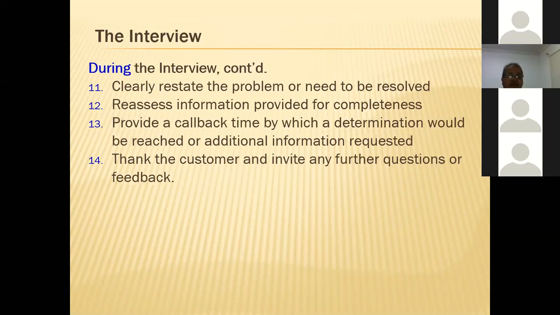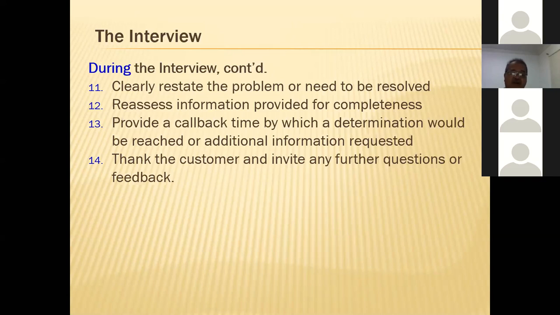Then of course, if necessary, provide a callback time by which a determination will be reached or additional information requested. So if your turnaround time is 24 hours or 48 hours and you have everything you need, then of course you can tell them, two days from now you can check back with us. Or if they don't have all the information with them, and there's a checklist, you can agree with them: when is a reasonable time you think you can have the stuff back for me? "Oh, by next week Wednesday." Okay, next week Wednesday.